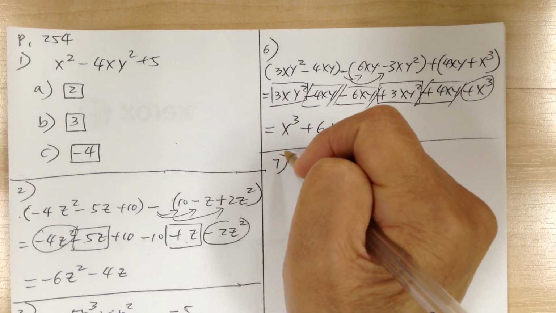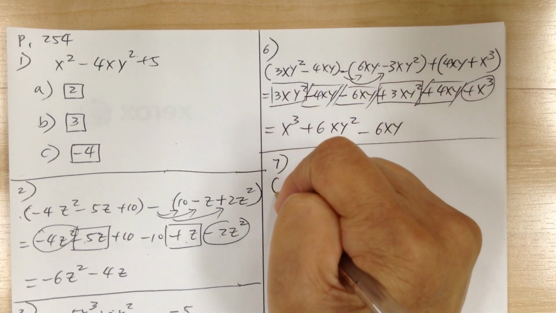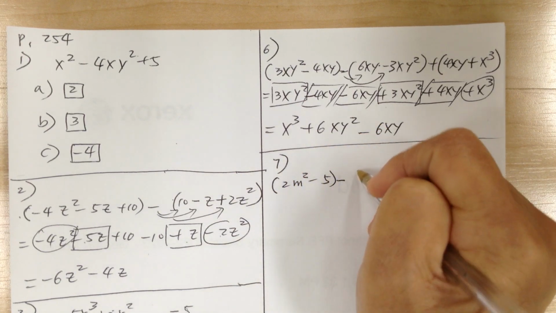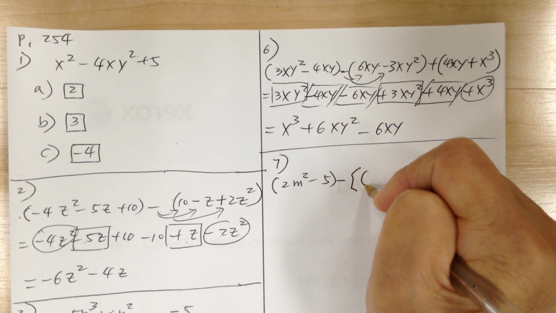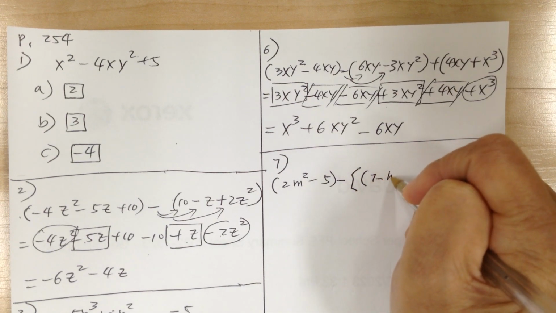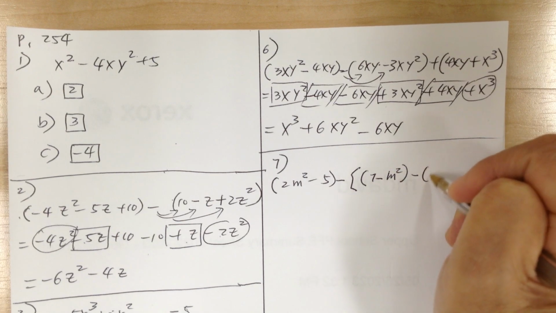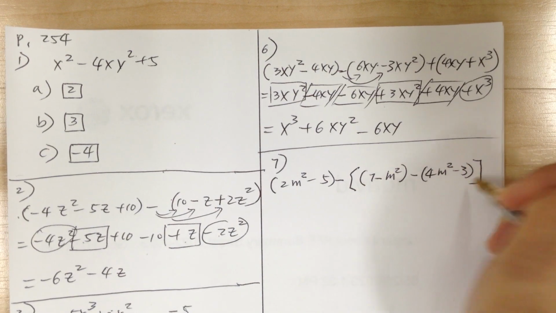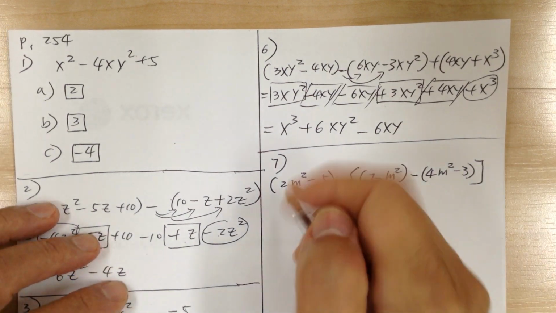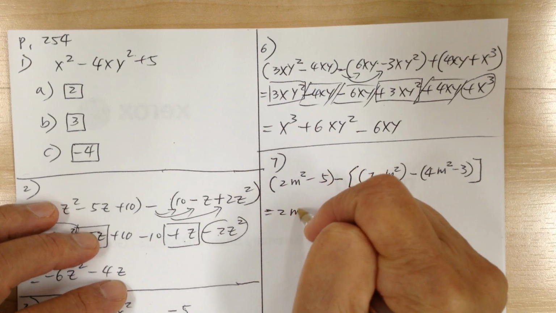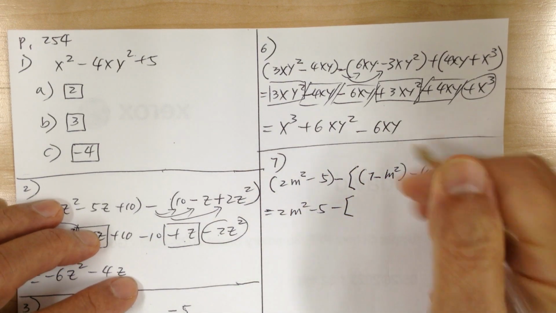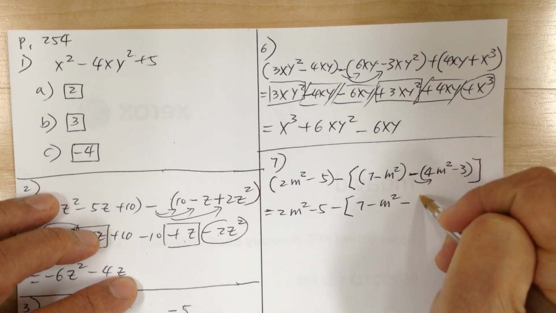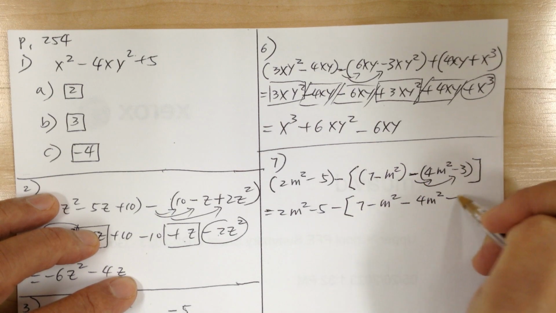Okay, number 7. So we got 2m squared minus 5 minus bracket parentheses 7 minus m squared minus parentheses 4m squared minus 3. Okay, so first let's get rid of parentheses. So you're going to get 2m squared minus 5 minus, okay, so it'd be 7 minus m squared. And this one that's minus, you have to distribute, so minus 4m squared plus 3.